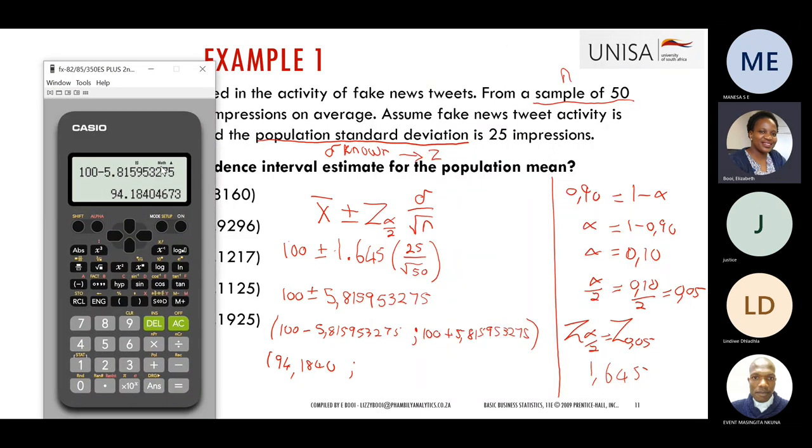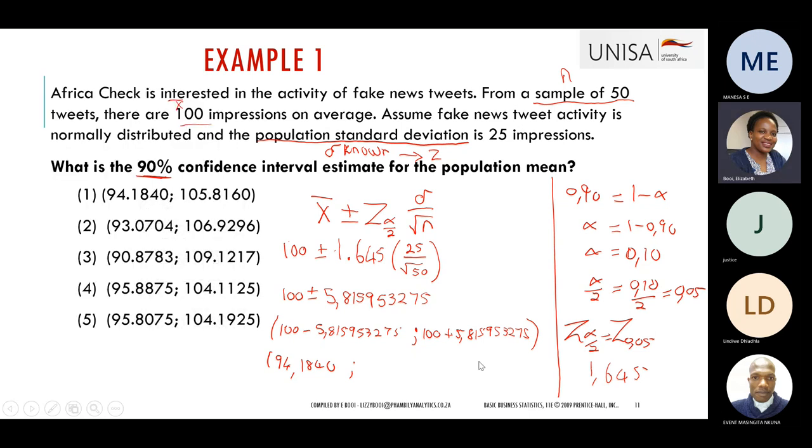For my upper limit, I just need to change the sign from minus to positive, which is plus. And the answer is 105.8160, because I need to round it off. 105.815955. If I round it off, the number to the right is greater than or equal to 5, so I must add 1 to the number to the left, and if I add 1 to 9, it becomes 10. I carry 1, and therefore it means it's 60. And the answer will be option one. Easy, right?